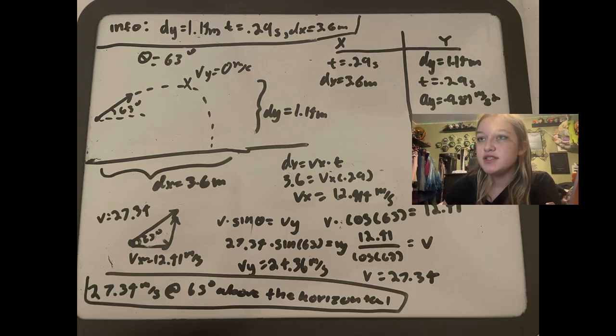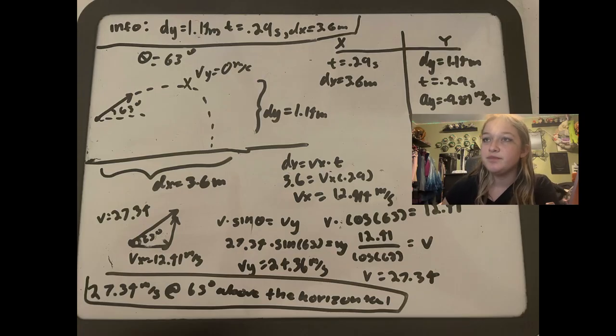Since we know the horizontal distance and the time, we can use the formula dx equals vx times t. We substitute our known values: 3.6 meters equals vx times 0.29 seconds. Solving for vx, we divide 3.6 by 0.29, which gives us the horizontal velocity of approximately 12.41 meters per second. Next, we can use trigonometry to find the initial velocity v. We know that the horizontal component vx is equal to the initial velocity v multiplied by the cosine of the angle. So vx equals v times cosine theta. We can rearrange this to solve for v.